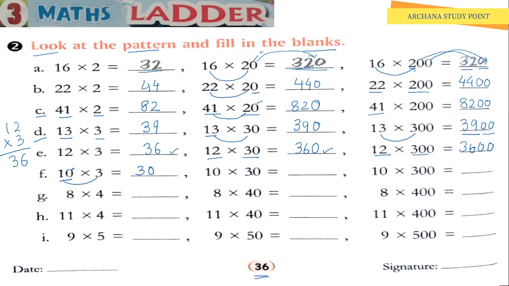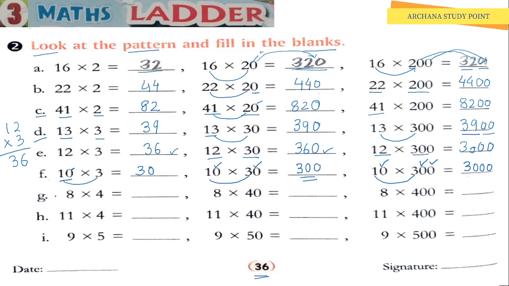10 multiplied by 30, 1 multiplied by 3 will give us 3. And how many zeros do we have? We have 1 zero from 10 and we have 1 zero from 30. So how many zeros? 2 zeros. So the answer is 300. Now 10 multiplied by 300. So 1 multiplied by 3 will give us 3. And how many zeros do we have? Let's count the zeros. 1, 2, 3. So how many zeros will I put? Yes, 3 zeros. So the answer is 3000.